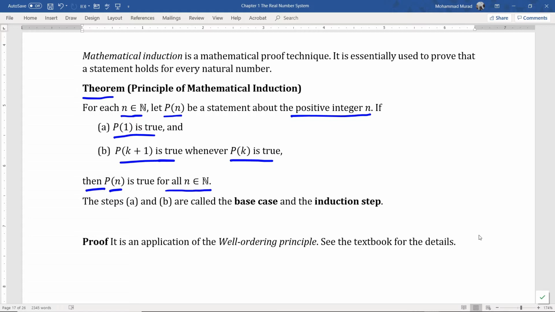In other words, if the statement is true for the particular value n equals 1, and if the statement is true for the value k plus 1 whenever it is true for the value k, then the statement must be true for all natural numbers. Step A here is called the base case, and step B is called the induction step. Proof. The proof requires the application of the well-ordering principle. Please see the textbook for the details.